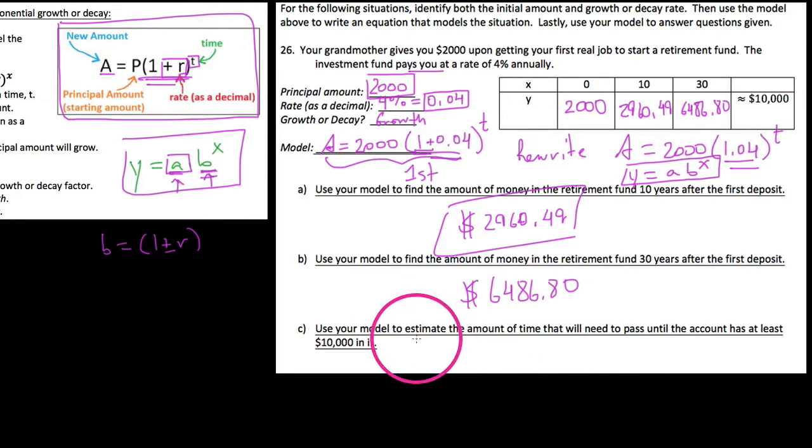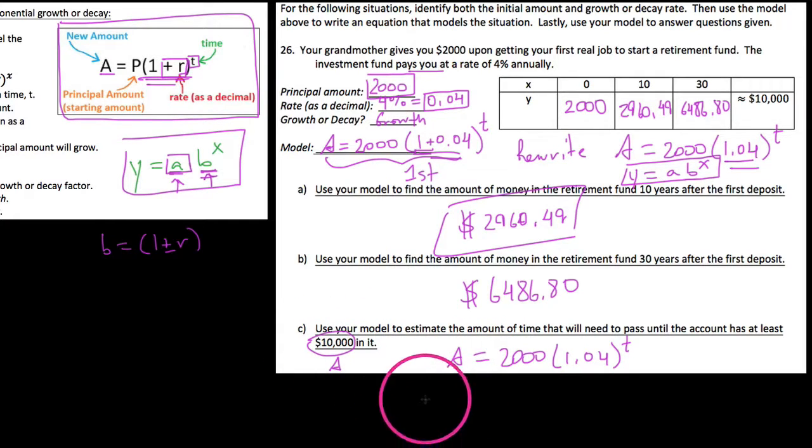So now the last question I want to address is this. Using our model, let's estimate the amount of time we need to have pass until the account has at least $10,000 in it. Now, in terms of the model, we were given this up here, amount equals 2,000 times 1.04 to the t. But the thing here is this: I'm giving you an amount this time and asking you to plug it in for the amount here.